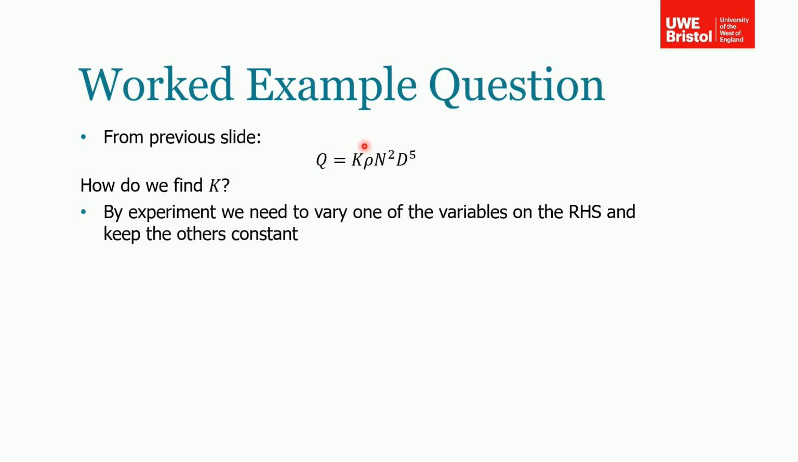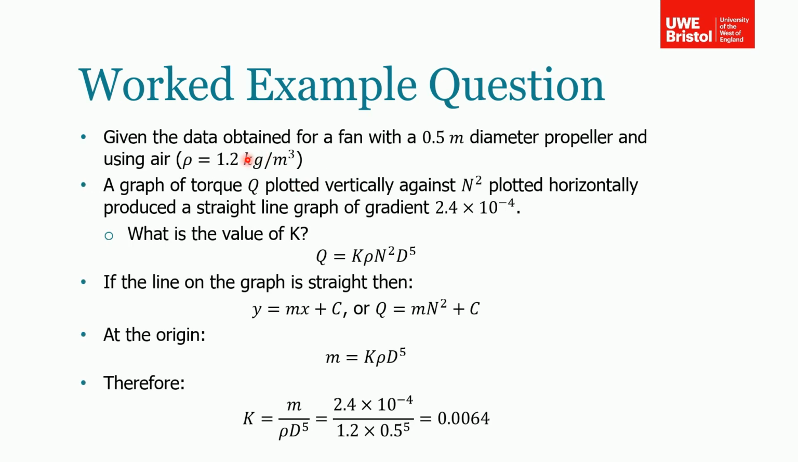So how do you find this constant? Well, as I said, we need to do some experiments. So what you normally do is you keep all but one of the variables on the right hand side constant, and then you vary it and you see what the change in torque is with, for example, rotational speed, because the air density is what it is. That's normally constant, and the diameter of the fan would normally be a good one to keep constant. So we just change the speed and look at the torque. So let's say we've done that for a fan which is 0.5 meters in diameter and the air density is 1.2 kilograms per meter cubed.